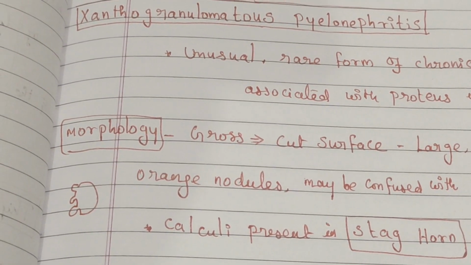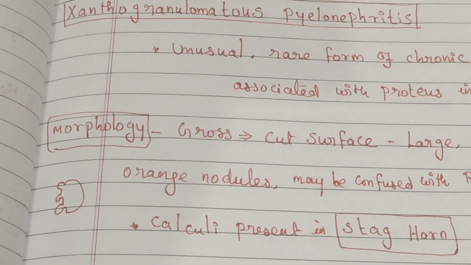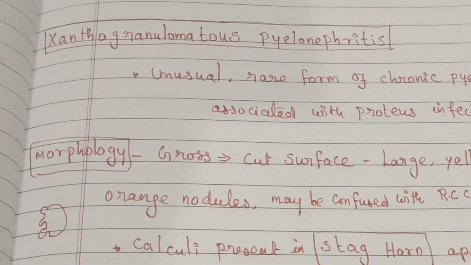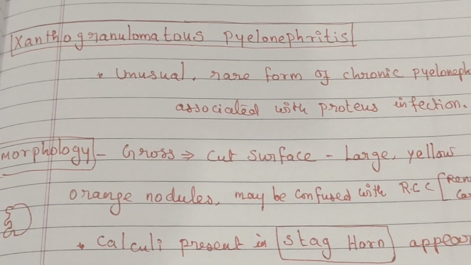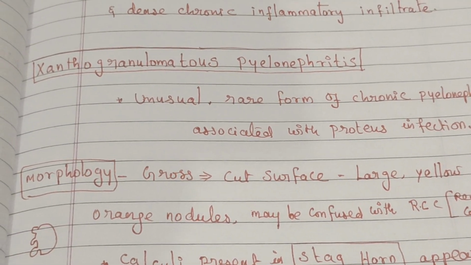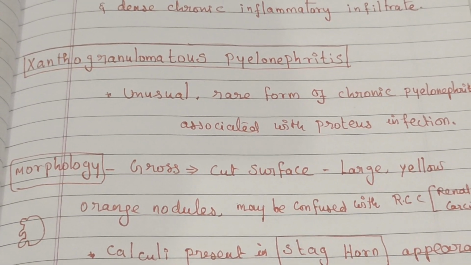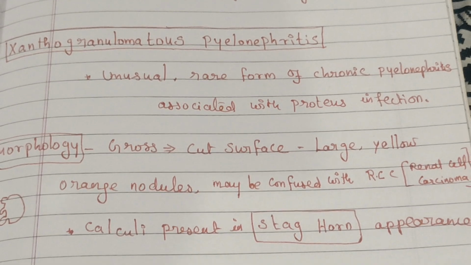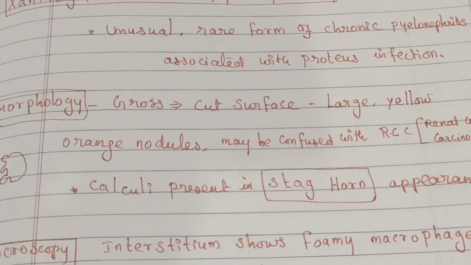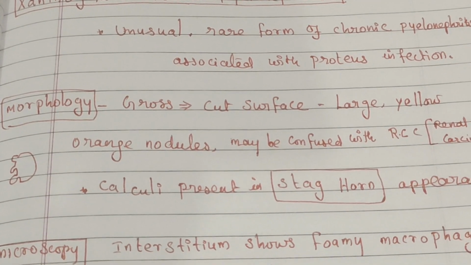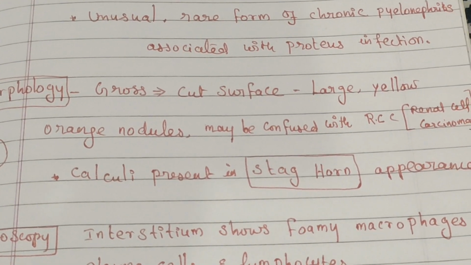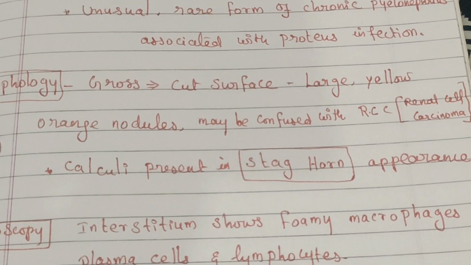Next, the morphology of xanthogranulomatous pyelonephritis. Grossly, the cut surface shows large yellow-orange nodules, so it may be confused with renal cell carcinoma. Calculi are present in staghorn appearance.